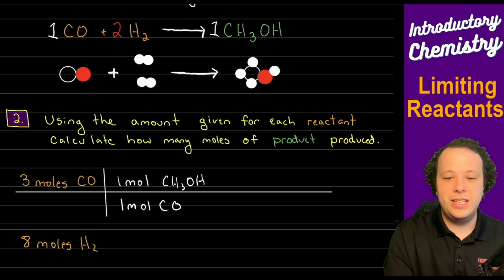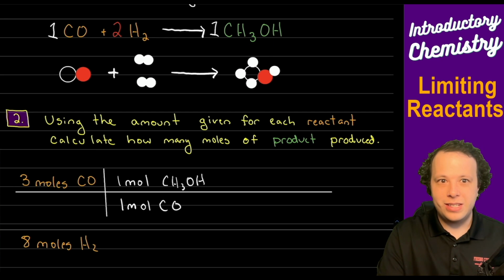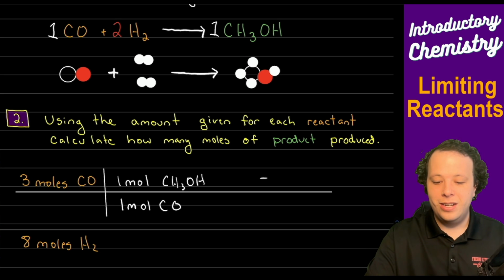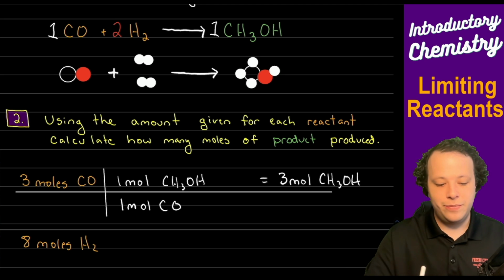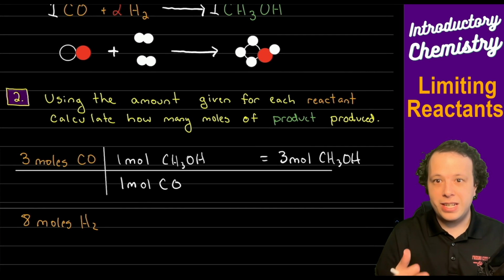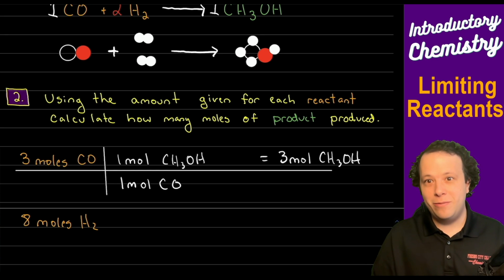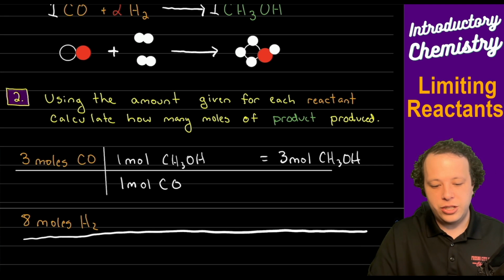So we have 1 mole of CO creating 1 mole of CH3OH, meaning that when I convert this, we do 3 moles of CO times 1 mole of CH3OH divided by 1 mole of CO, and what we will get is 3 moles of CH3OH created. What this represents, the story behind this reaction, is that if all the 3 moles of CO were used completely, this is how many moles of methanol we would make, or aka how many cakes we are making in this recipe. Now, we're going to do the same thing with H2.